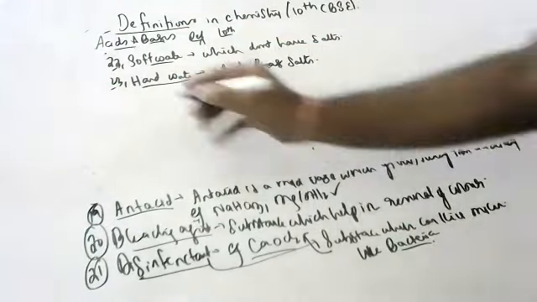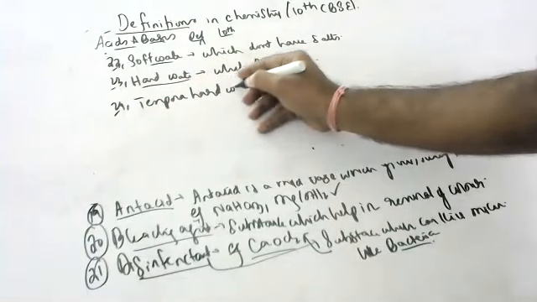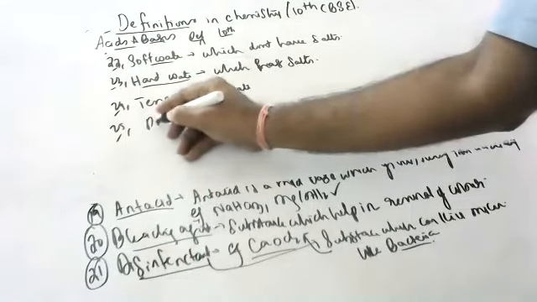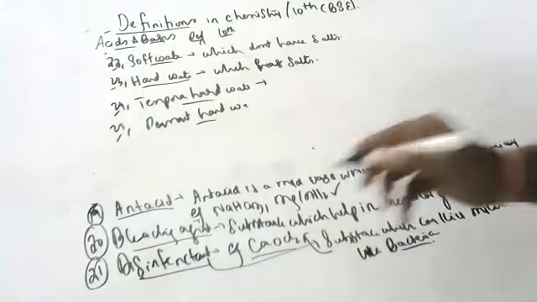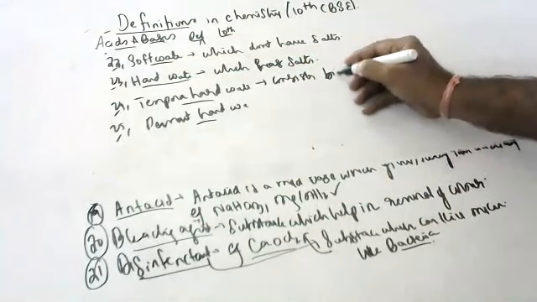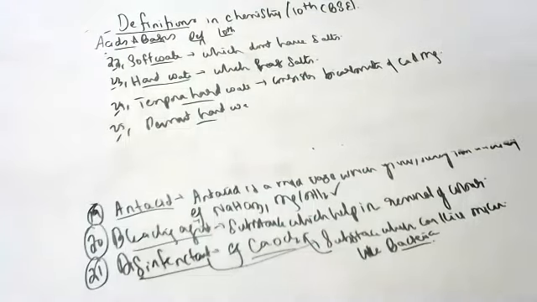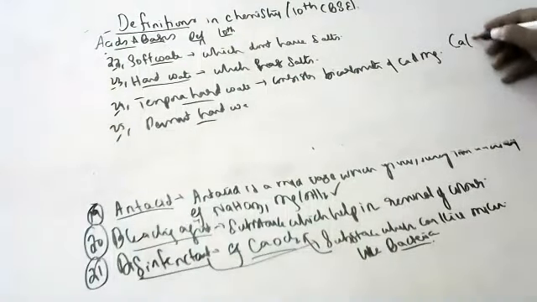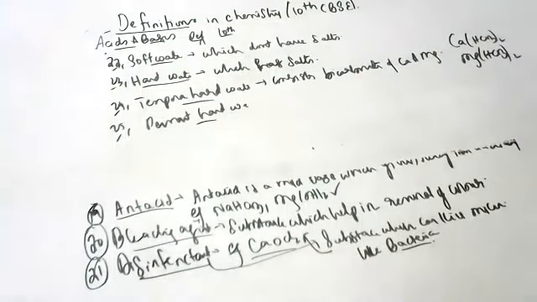There are two types of hard water: temporary hard water and permanent hard water. You should write like a statement. Temporary hard water consists of bicarbonates of calcium and magnesium.